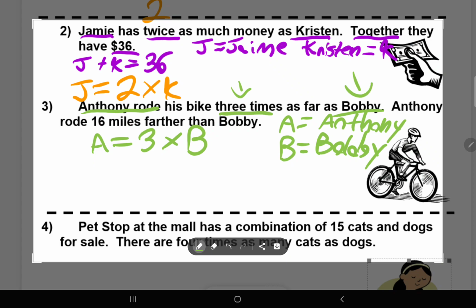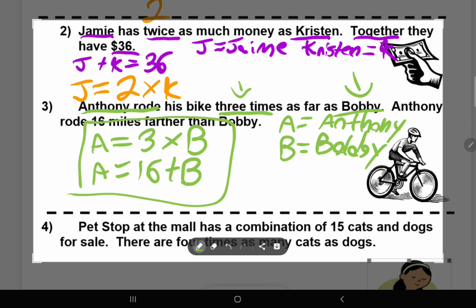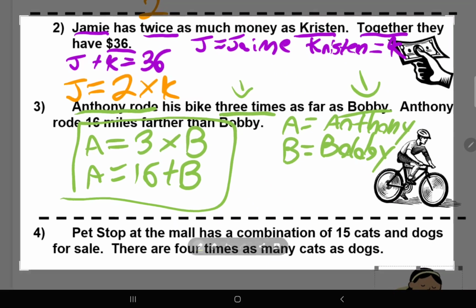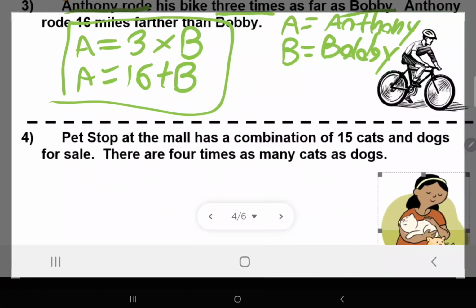Now, the other one also starts with Anthony, so I'm going to write Anthony again. Anthony rode 16 miles further than Bobby. So I'm going to write the number 16 right here plus B. Meaning that whatever miles Bobby got, Anthony's going to get 16 more. That's all it means. And this is going to be my answer. That's going to be my 2 equations, and now I can do my system of equations. Now, finally, we're going to move to the last one.